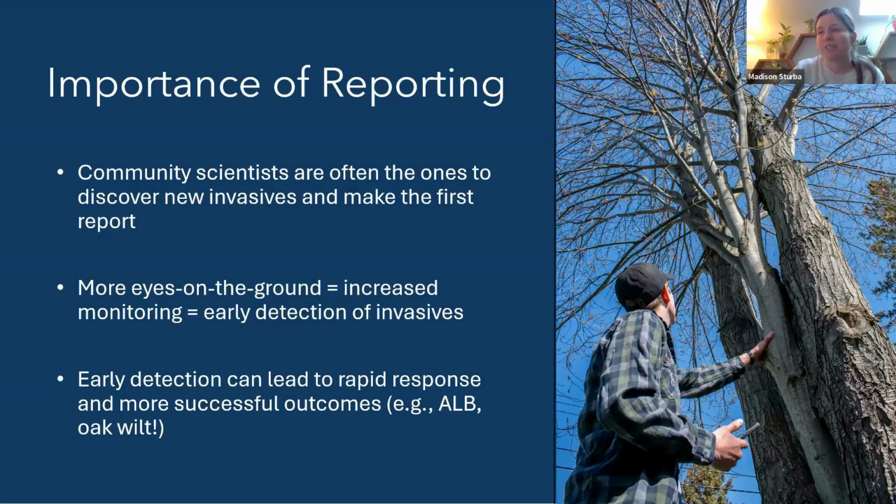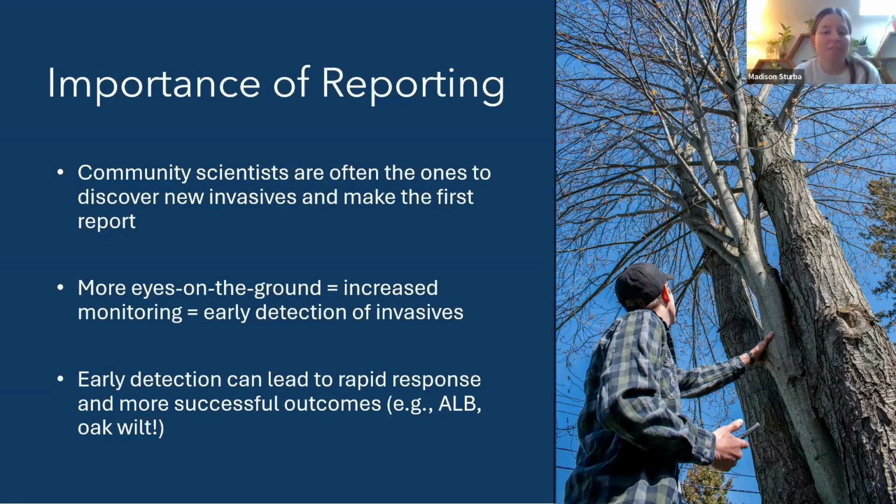Reporting invasive species is really important. Community scientists are often the first ones to discover new invasives and make that first report. One example is of emerald ash borer in British Columbia. Someone was just sitting outside and literally felt the bug fall onto their head. This person thought it was a cool insect, so they looked it up, realized it was a highly invasive species, and made a report. That report sent government inspectors out. They went to that area and found an infestation that they may not have found otherwise without that first report.